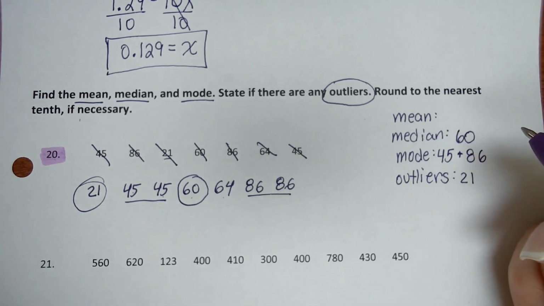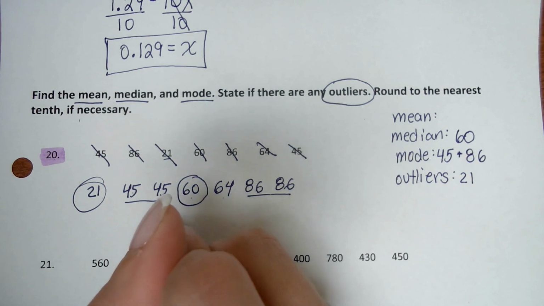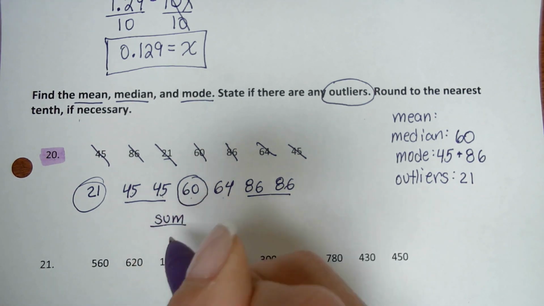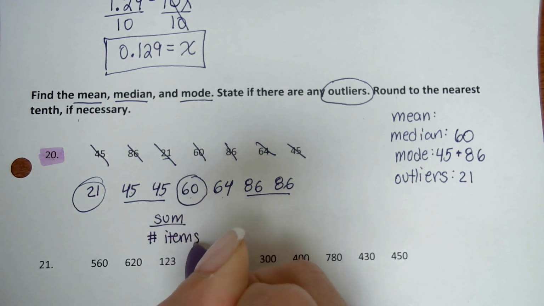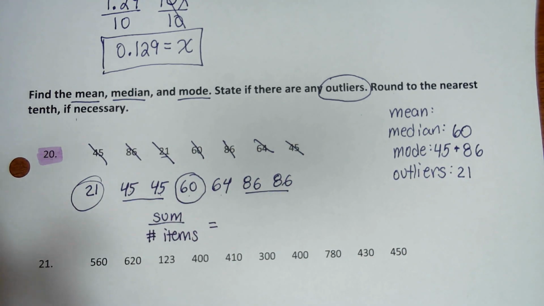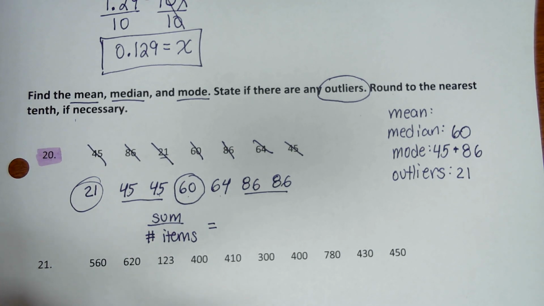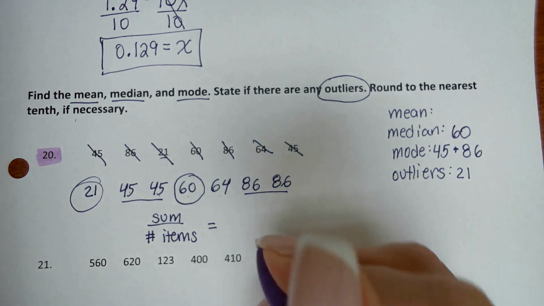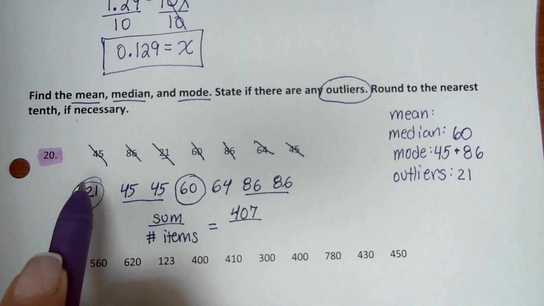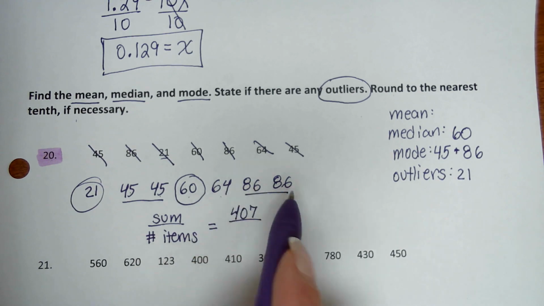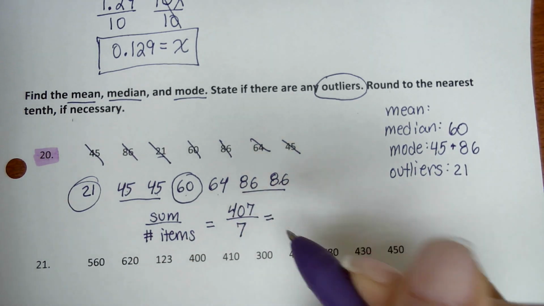And lastly, the mean is where we find the sum of the numbers and then divide it by the number of items. So for our sum, let's combine 21 plus 45 plus 45, 60 plus 64 plus 86 plus 86. So our sum of all of the numbers is 407, and we said there were 1, 2, 3, 4, 5, 6, 7 numbers, 7 items.